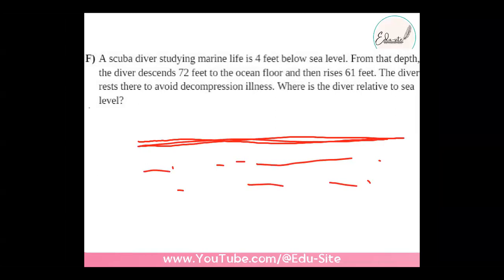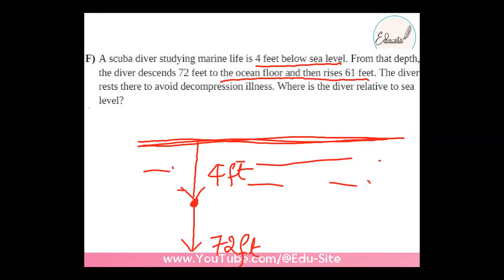He is studying marine life. He is 4 feet below the sea level. Where is he now? Is he here? It's 4 feet, so let's write 4 feet, and he is just standing here. From that depth, the diver descends again 72 feet to the ocean floor and then rises 61 feet. Now he again descends down how much, beta? 72 feet. We write 72 feet. Now he rises 61 feet.